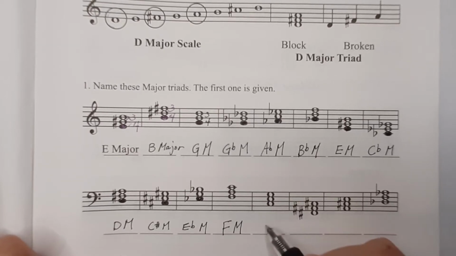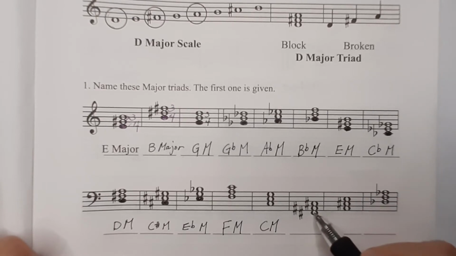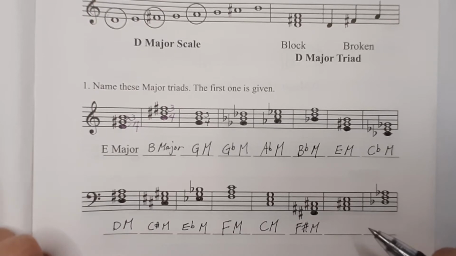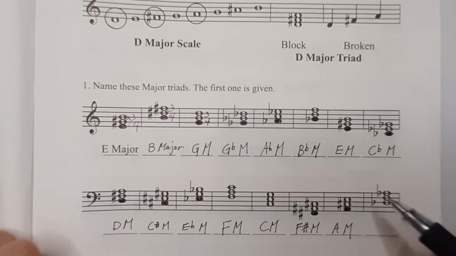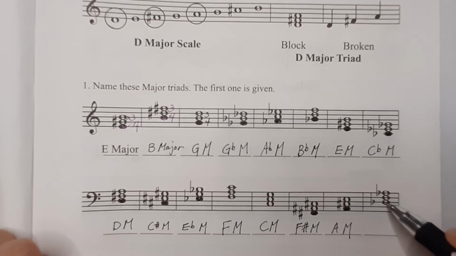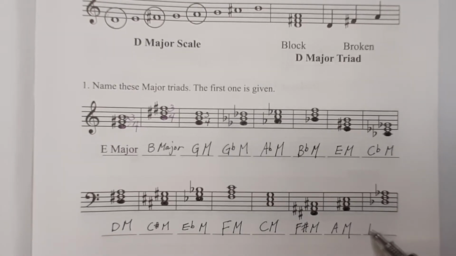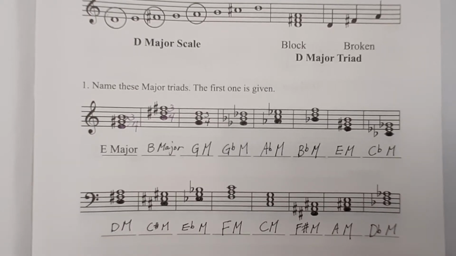Bottom one, C major. The bottom note is F sharp major. Now what do you think this is? A, right? A major. And this is D flat. So what do you call it? D flat major. Easy? Okay, we'll do some more exercises.